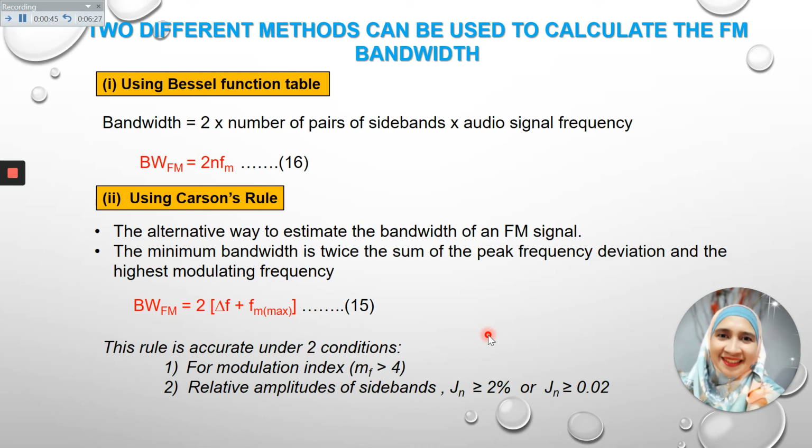This rule is accurate under two conditions. For modulation index, your MF must be bigger than 4, and your relative amplitude of sideband, your Jn, is equal to 2%, or Jn is approximately equal to 0.02.